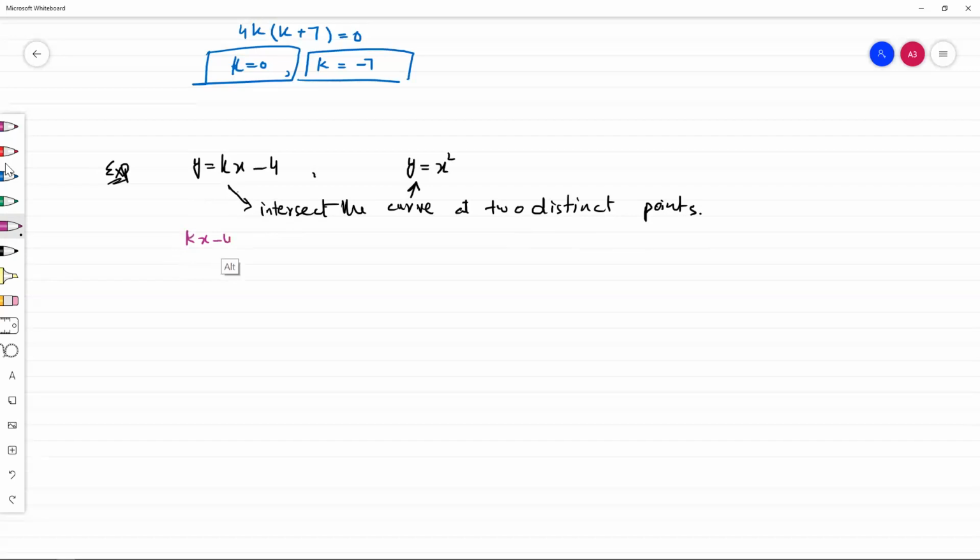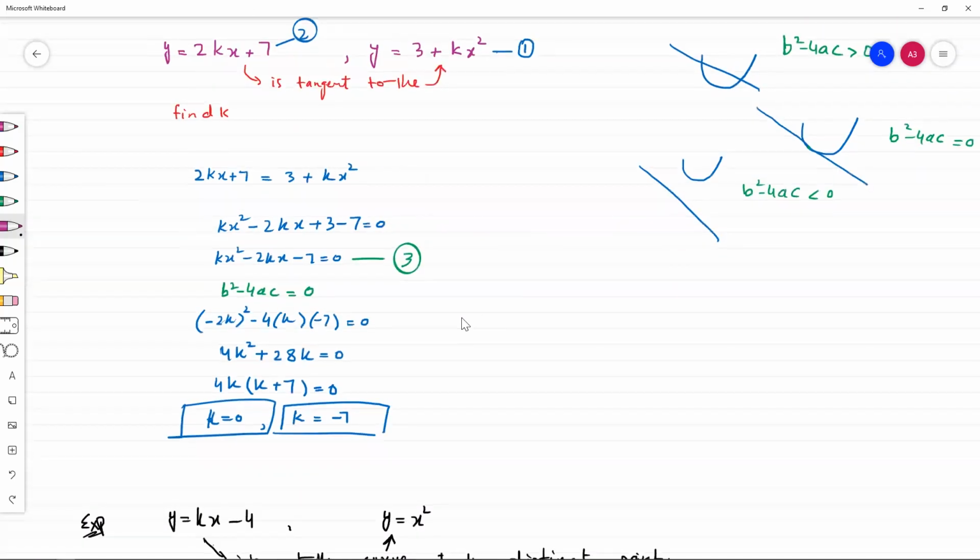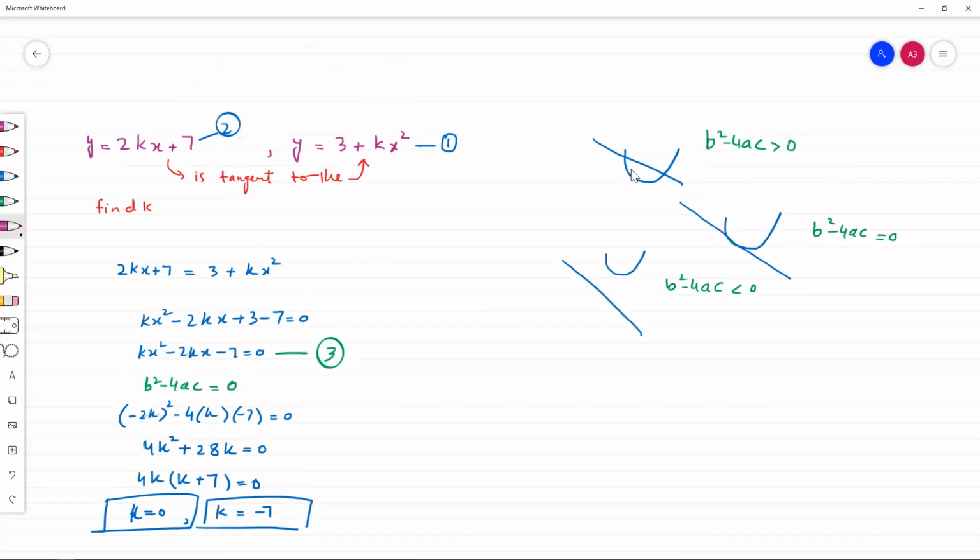Kx minus 4 is equal to x square. Whenever he talks about the intersection point, we solve them simultaneously. So x square minus kx plus 4 equals 0. He said find the values of k for which this line intersects the curve at two distinct points. So for two distinct points, the discriminant should be greater than 0.